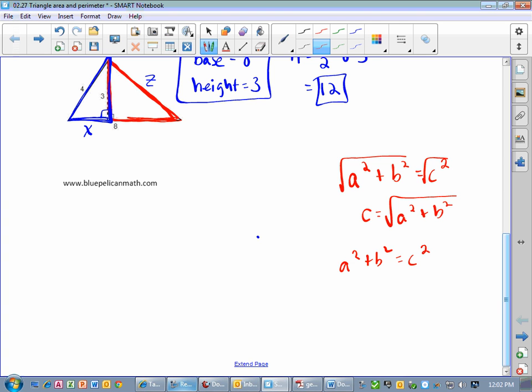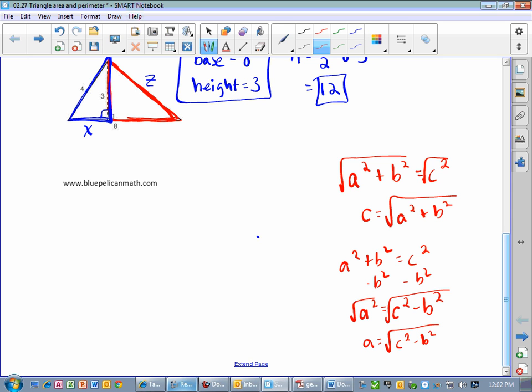Okay? What if, going back to the original Pythagorean theorem, a squared plus b squared equals c squared, what if I'm looking for, say, a? We would subtract b squared from both sides. And so we have a squared equals c squared minus b squared. And then how would we solve for a? We square root both sides, so we get a equals the square root of c squared minus b squared.